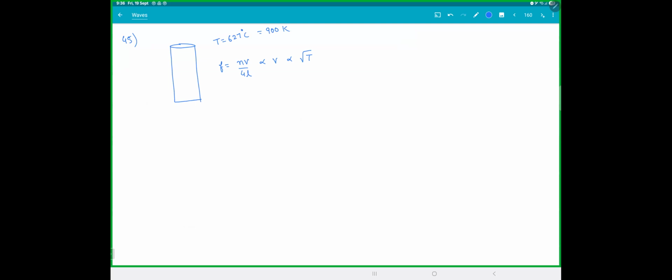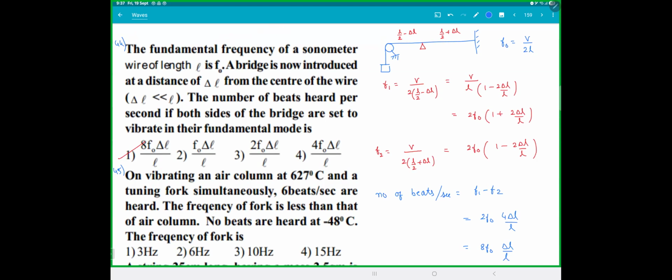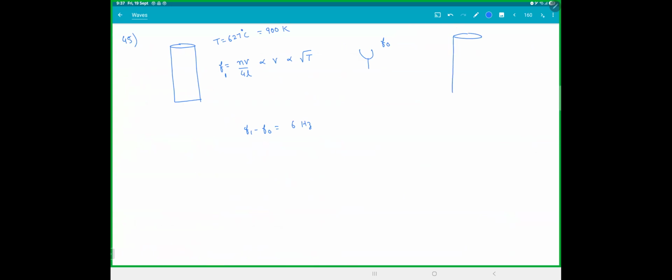Then you had a tuning fork, which was generating, let's say, F0, and let's say this is F1. So F1 minus F0 was 6 hertz. Then when you decrease the temperature to minus 48, which is 225 Kelvin, the frequency became F2. And he's saying F2 minus F0 is 0. There are no beats, so F2 became equal to F0.